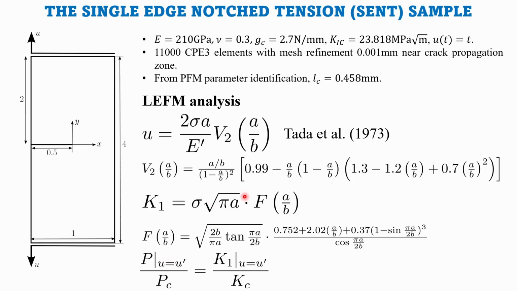Okay, sigma is what? P by A. So you know P. Okay, you know K1. How? Using this expression. And you know Kc. The only thing that you don't know is PC. PC is the critical load at which this material will show crack propagation.